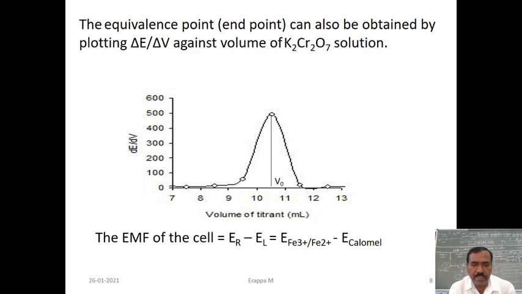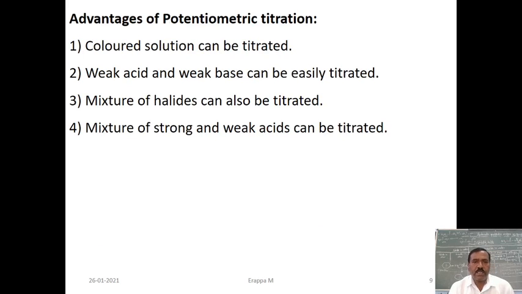The EMF of the cell can be calculated as E of right minus E of left, that is E of ferrous and ferric minus E of calomel. What are the advantages of potentiometric titration? Similar to conductometric titration, even colored solutions can be titrated. In the case of internal indicators, we use colored solutions, and the end point cannot be determined.